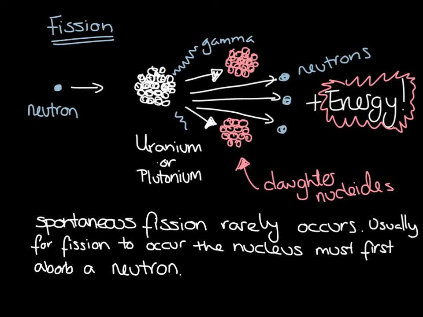So previously we were talking about alpha, beta and gamma decay, and we said that an unstable nucleus decaying was a random process and a spontaneous process. It just happens, we can't predict when it happens. But fission isn't like that. We make fission happen because we control the neutrons that go into the atom. So this is different from radioactive decay. Spontaneous fission rarely occurs. Usually for fission to occur, the nucleus must first absorb a neutron that we have provided.